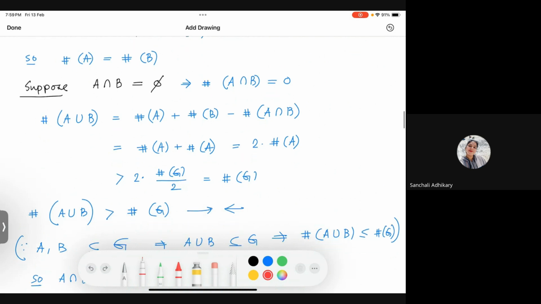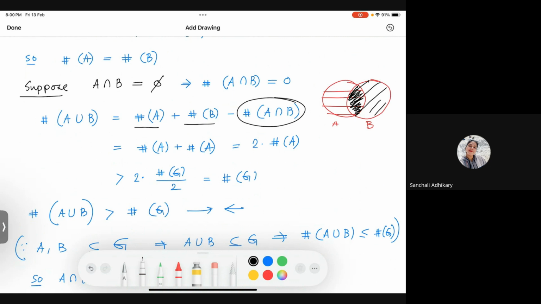Now what is the cardinality of the union of A and B? This is the formula, right? You can observe it by a Venn diagram. First you take the cardinality of A, then you take the cardinality of B. But observe one thing: when you add the cardinality of A and the cardinality of B, you add the cardinality of the intersection 2 times. So that's why I am taking minus.